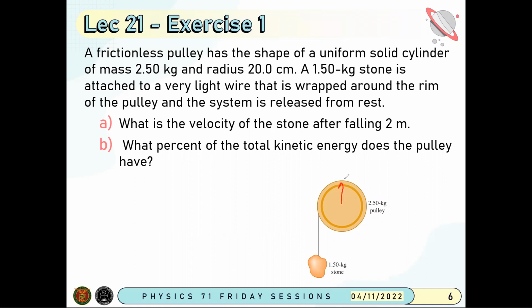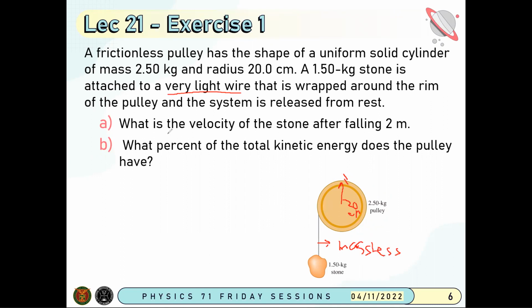The pulley has a radius of 20 centimeters. Okay. Now, there's a stone of mass 1.5 kilograms attached to a very light wire that is wrapped around the rim of the pulley, and the system is released from rest. So when we say very light wire, we assume that this wire is massless for easier calculations.